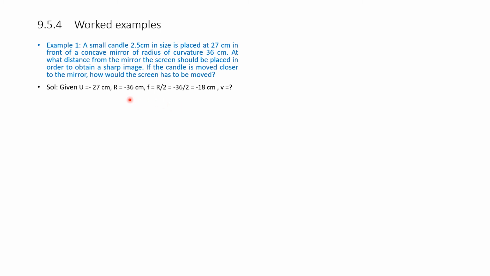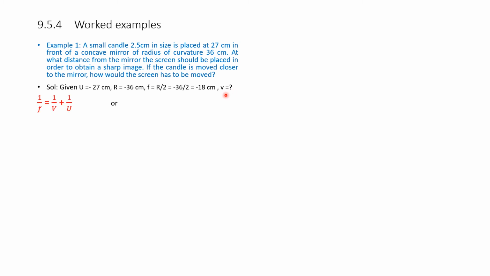Given U is equal to minus 27 because it is a concave mirror, and R is equal to minus 36, and F is equal to R by 2. We had derived this formula, F is equal to R by 2, that is equal to minus 36 by 2, that is equal to minus 18 centimeters. Then V, that is the image distance, we have to find out.